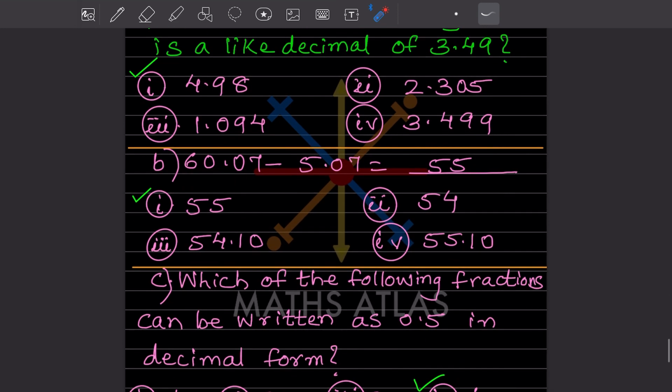Now when you subtract this number, what do you get? Just subtract and see, 60.07 and 5.07. The point is here. When you subtract this, you get what? 55. So 55 is the answer.